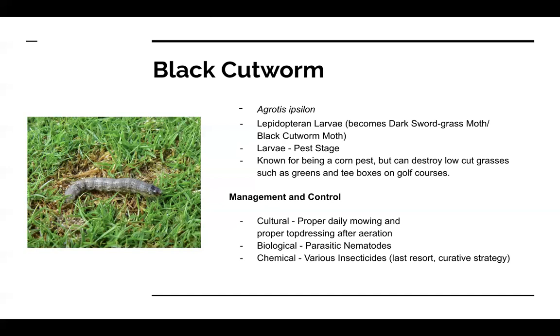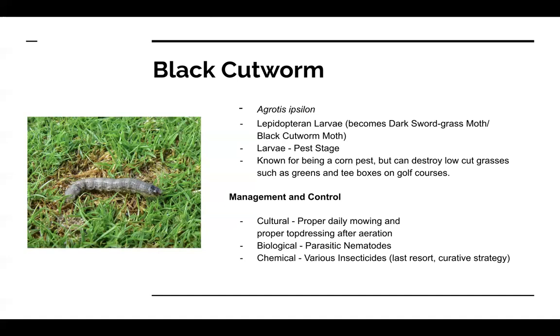The way you can detect these, if you think you have a problem on a green or tee box or something, you can go around with some Dawn dish soap mixed with water and put it down in various spots, and within a few minutes these things should emerge, and then you have a problem. And so there's various ways to manage these.